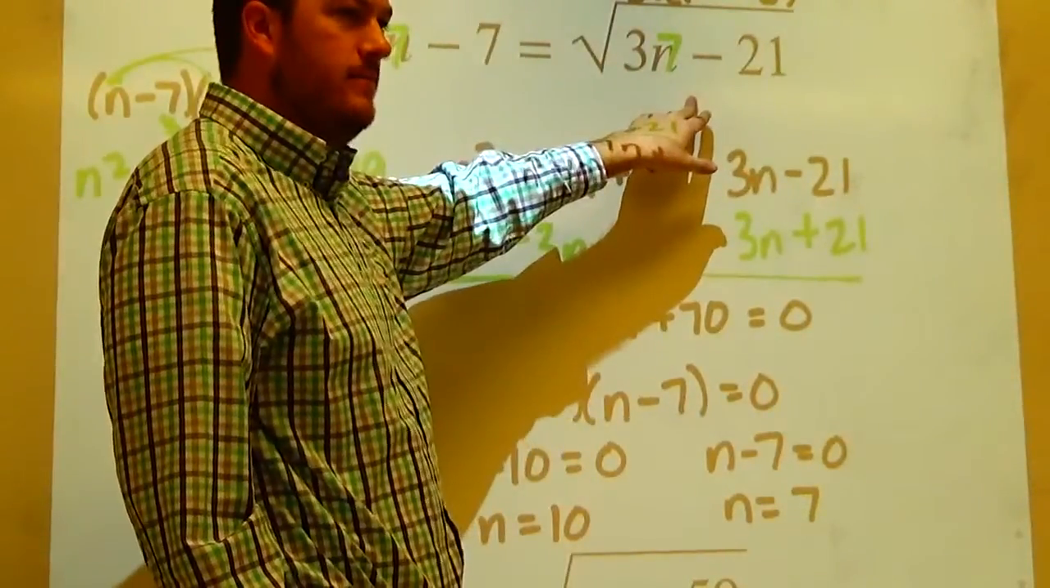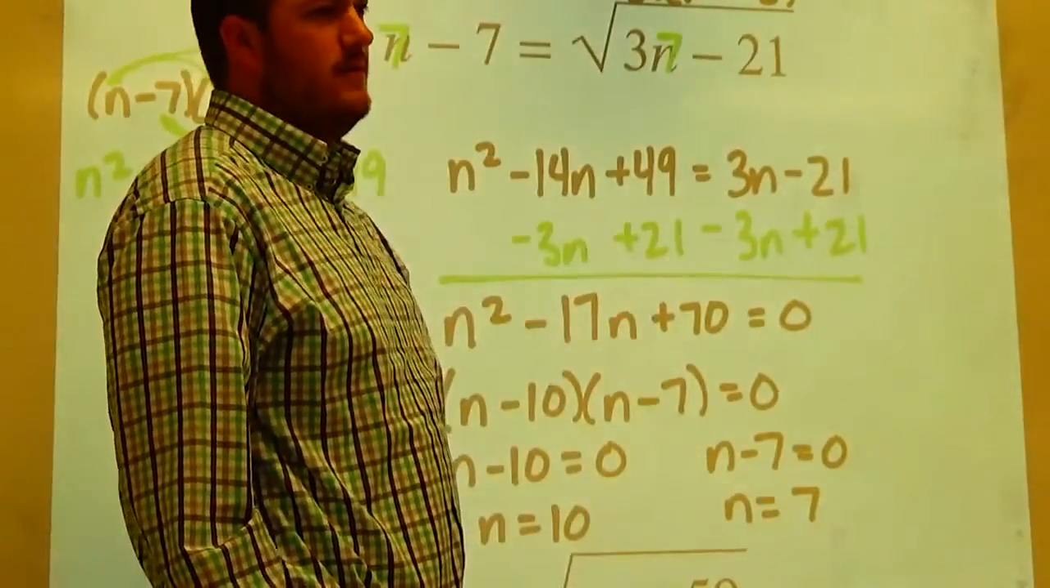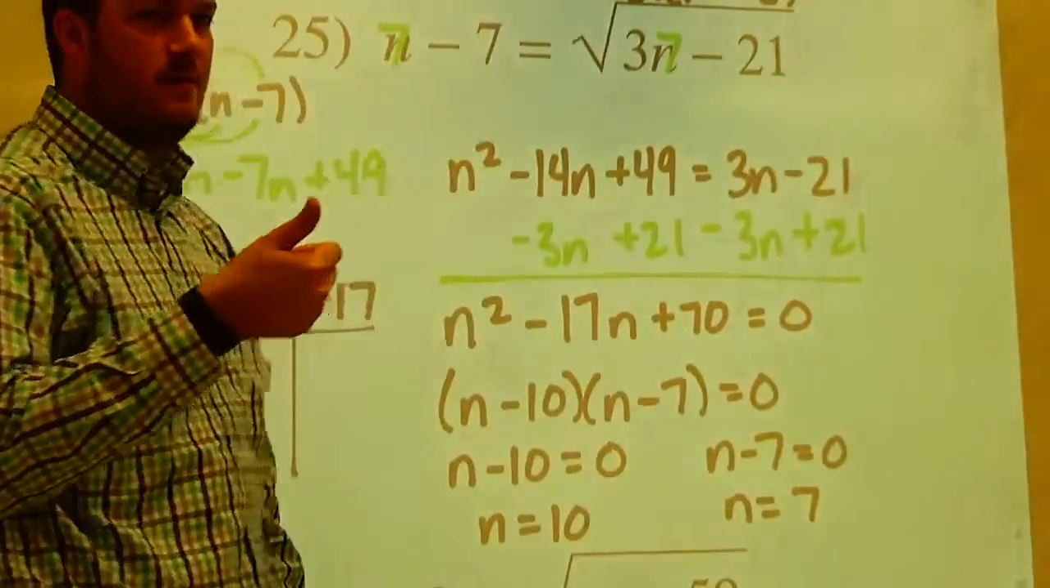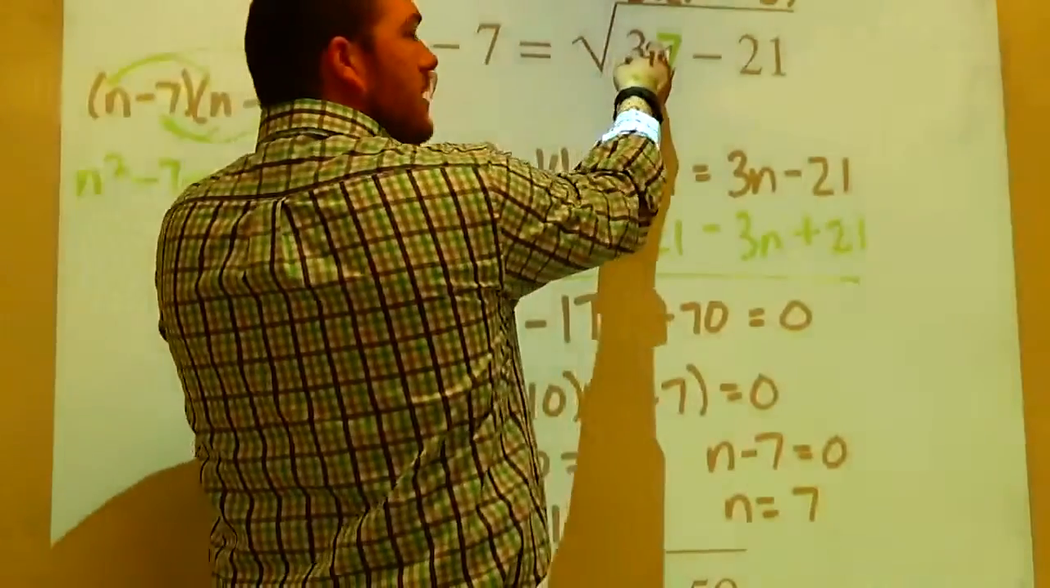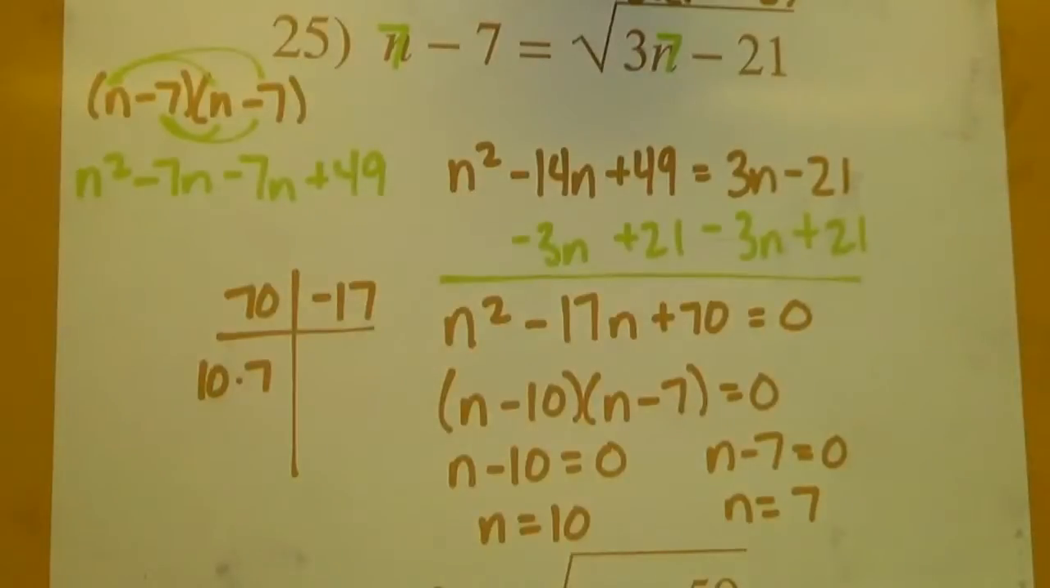Is that good or bad? That's a good thing. I get 0 equals 0. That means 7 is our answer, or one of our answers. So 7 checks out.